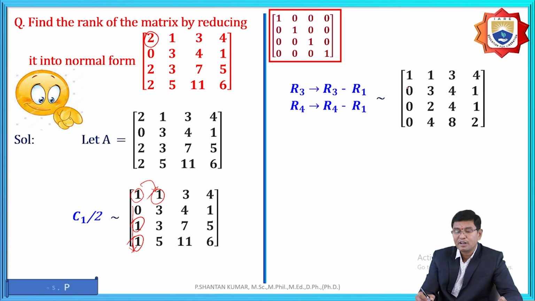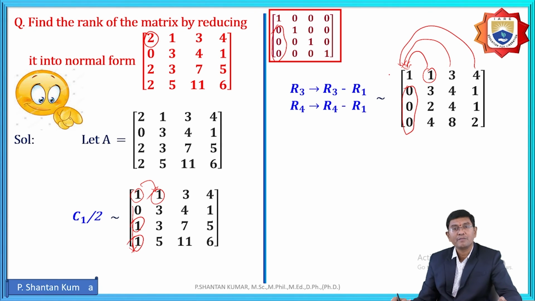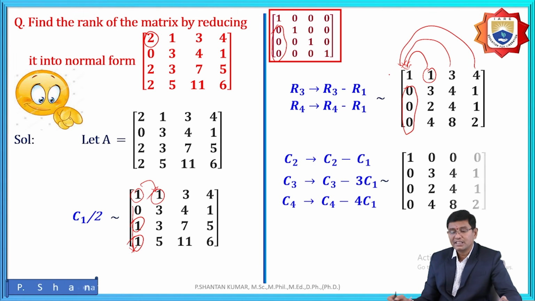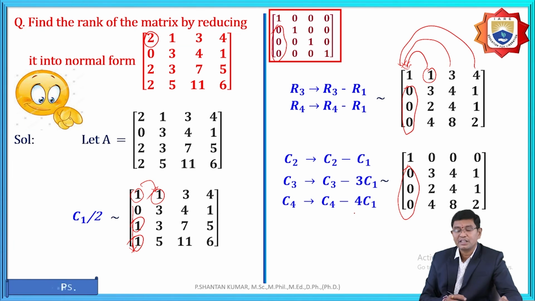Here it is already reduced to 0, and we are following the standard form of the rank of a matrix, that is the normal form. Again we need to reduce entries to 0 with the help of the first row: C2 minus C1, C3 minus 3C1, and C4 minus 4C1. The key element is 1. By applying these, the matrix is reduced to this matrix. That means below the first element is 0, and the other side is also 0.